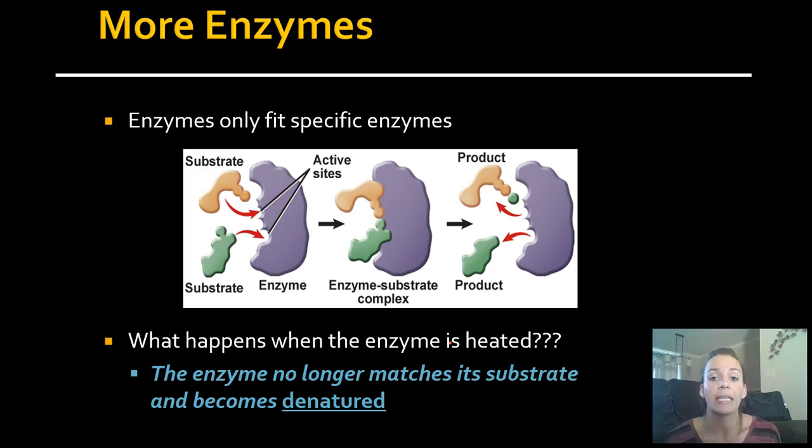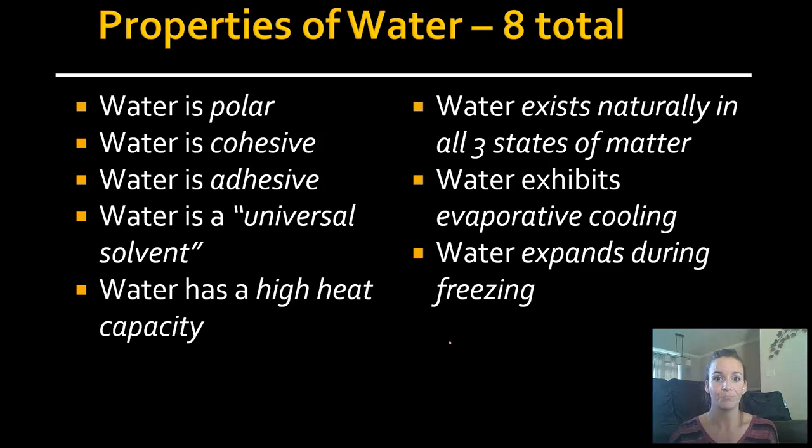And what happens when it's heated? Well, this causes something called denaturing. So what that means is that the enzyme no longer fits the substrate. So now this is going to cause a lot of problems in your body. And we'll talk about specific instances of this in class, but it can really, really cause some problems.